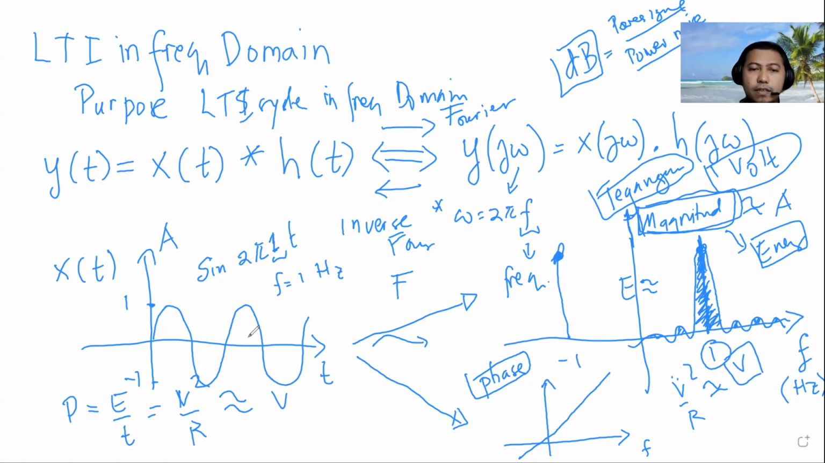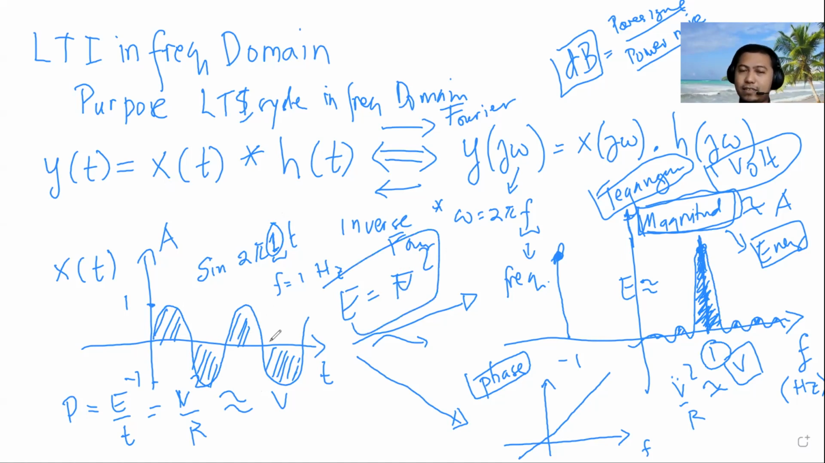Apabila frekuensinya di sini adalah 1 Hz. Nah, kalau dalam domain waktu energinya di bawah sini, dikuadratkan. Kalau tegangan, energi berarti V-nya dikuadratkan. Integral kuadrat, integral tapi fungsinya dikuadratkan. Nah, kalau dalam domain frekuensi energinya di bawah sini.